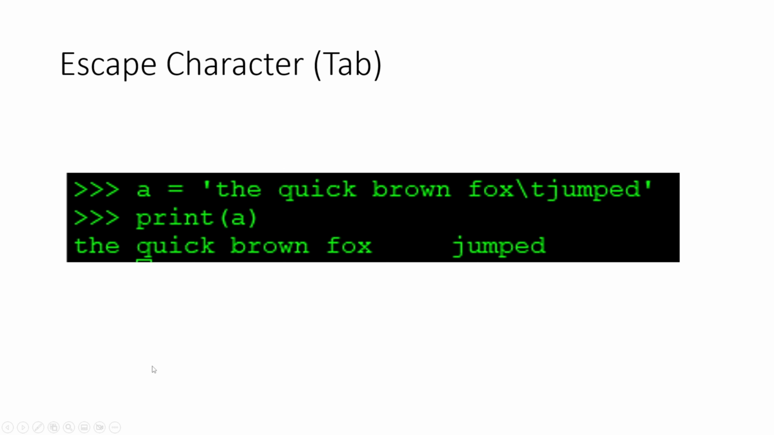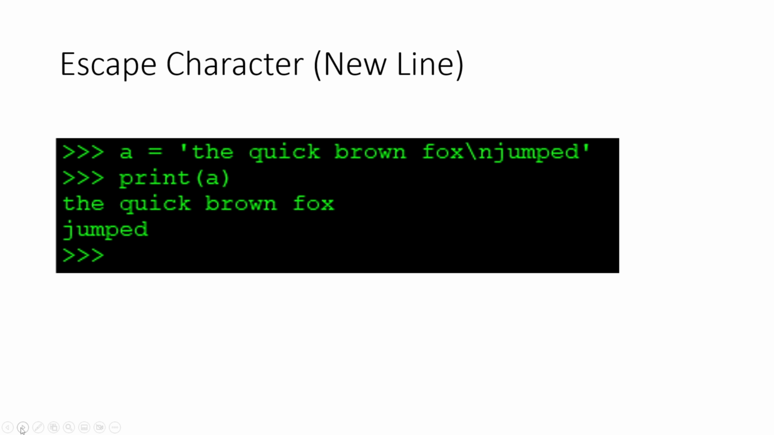Here's an example of using the tab with an escape character. So we have the quick brown fox, and then we've put the tab character in there, \t, followed by jumped. And when we print this, we actually see the tab displaying in our output text. Here's an example using the new line character. Now we see printed the quick brown fox, followed by a new line, and then the word jumped.